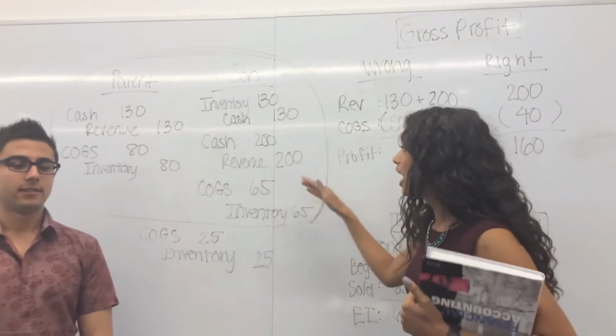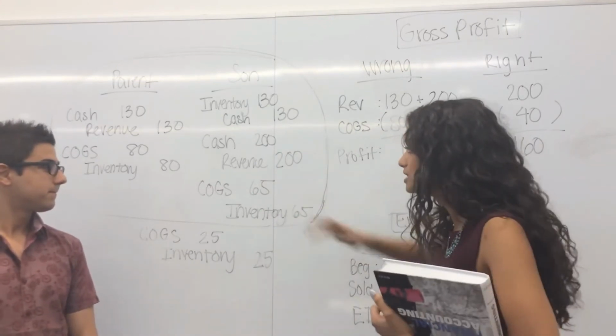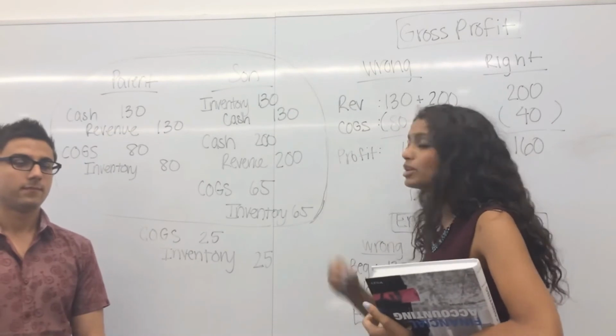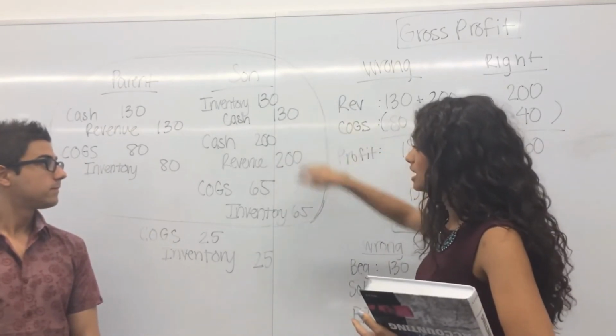And then I have to record my own cost of goods sold. And what is that cost of goods sold to me? Well, the 65 is coming from the fact that we're assuming I sold half of the inventory I have. Half of 130 is 65.